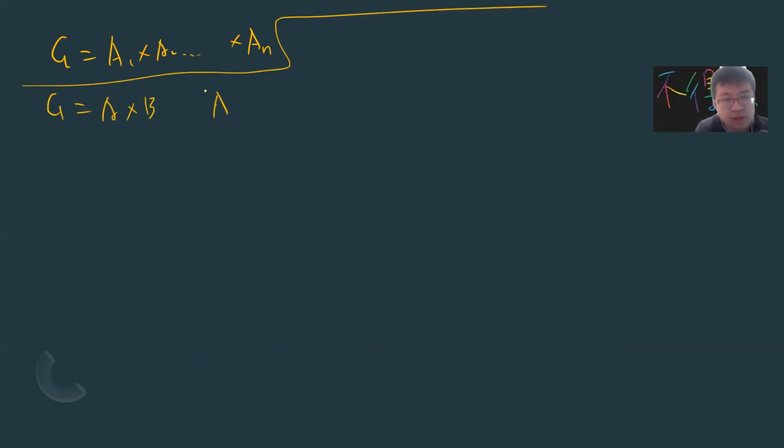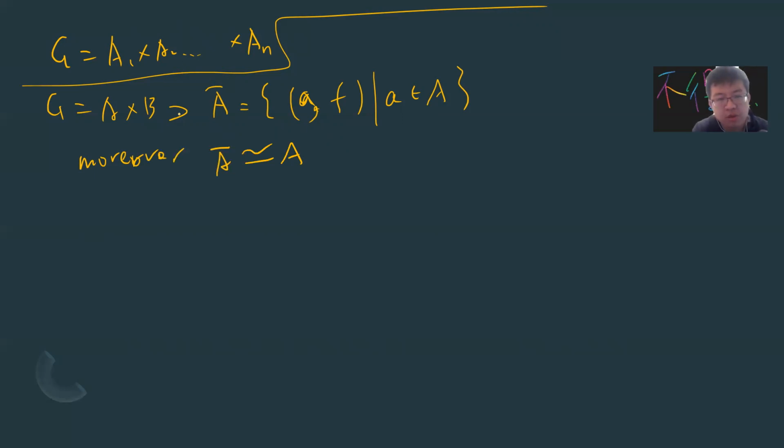And I can consider a subset A bar, which is a subgroup defined to be (a, f), where the second component is set to be the identity and a belongs to A. Easy to check that A bar is a subgroup, and it is normal. Moreover, A bar is isomorphic to A. The reason is that you can create an isomorphism from A to A bar, such that I map a into (a, f). Obviously this map is injective, because a is put in the first component. It is also onto, because given any (a, f), I can just take a.